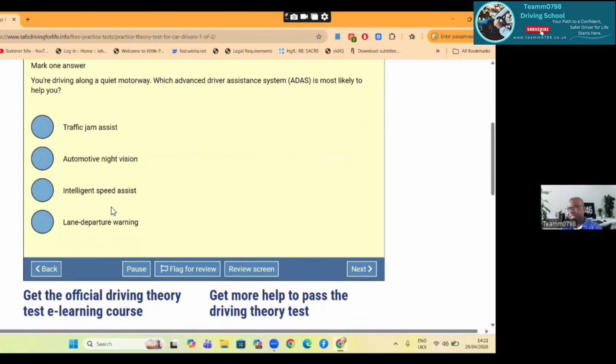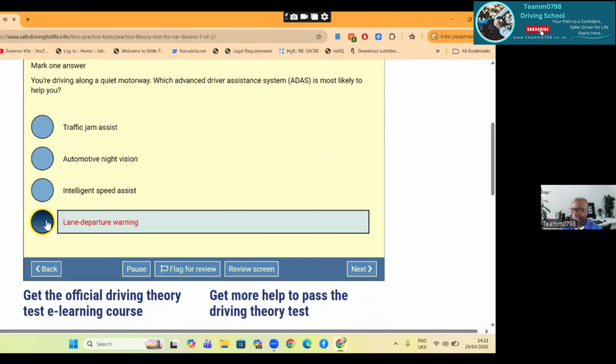Intelligent speed assist, okay? We have the adaptive speed assist and things like that, but the correct one will be lane departure. Because sometimes you could be veering off, and when you veer off, the steering will vibrate to let you come back into your lane, okay?